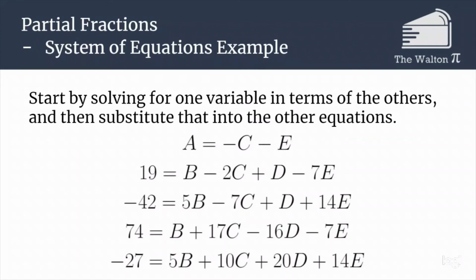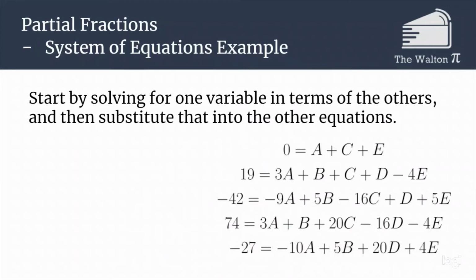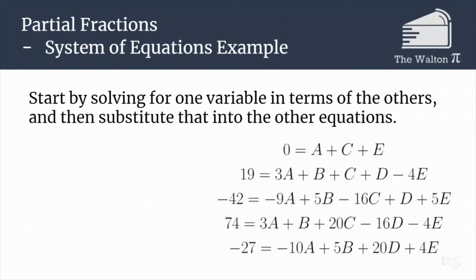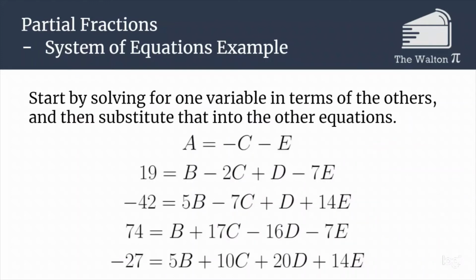Once we know that A is negative C minus E, for example in the second line, we can replace the 3A with 3 times negative C minus E, and that is going to give us 19 equals B minus 2C, because we originally had a plus C, but now we have a minus 3C. So we have taken A equals minus C minus E and plugged that in everywhere else that A showed up.